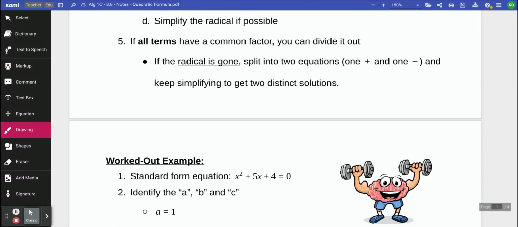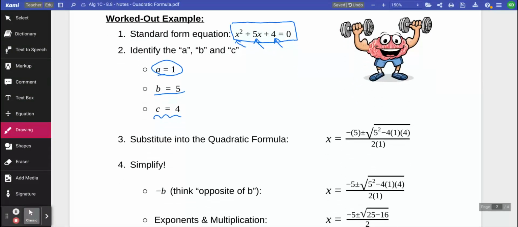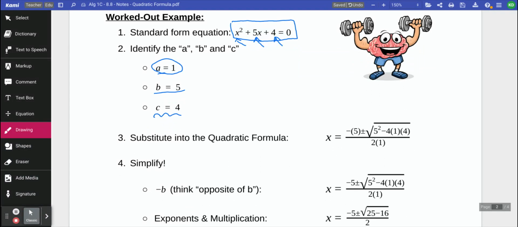Okay, we have one worked out example. So here's our example, right? Here's our equation, x squared plus 5x plus 4. So we have to identify our a, b, and c. Well, a is the coefficient of x squared, so I'm not going to use x, I'm going to use a equals 1. Then we're going to do b. B is 5, and then c is 4. So these are the three numbers that we're going to plug into our quadratic formula, like so.